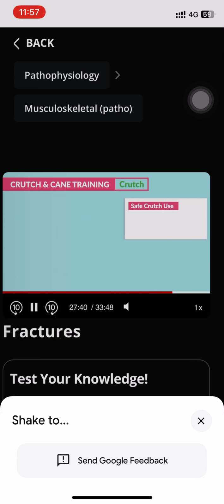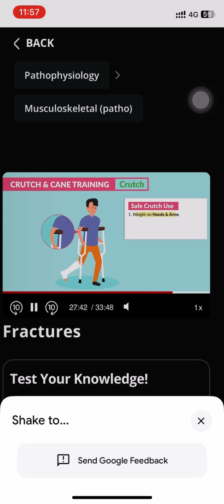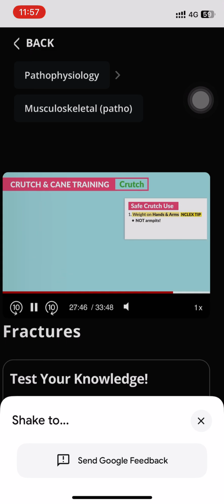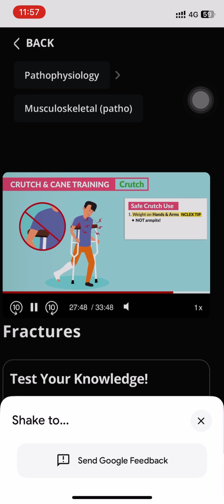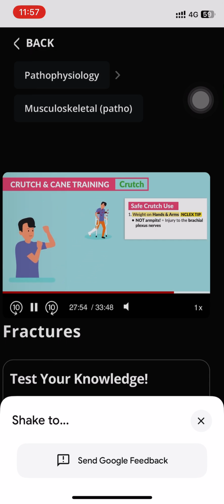Number 1, write this one down. Weight should be on the hands and the arms. Big NCLEX tip. Not on the armpits. This could lead to a big injury to the brachial plexus nerves in the armpit region. So you must assess hand and arm strength always first during crutch training. This is done to prevent injury to the nerve there.